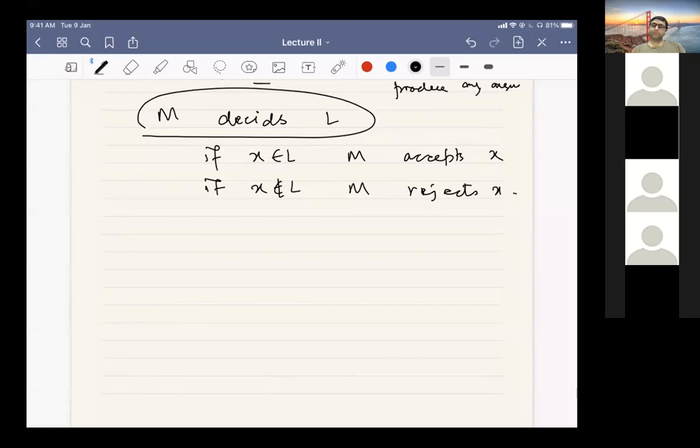So in a recognizer, we only have one answer, which is accept. Yes. Okay, it's not that we only have one answer. There are always two possible outputs. But the second output may never be used.